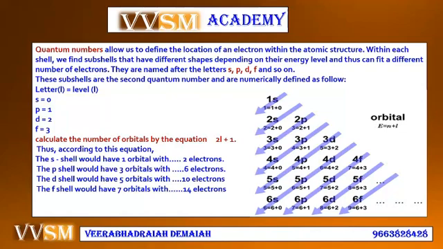Letter L is equal to level L. S is 0, P is 1, D is equal to 2, and F is equal to 3. Calculate the number of orbitals by the equation 2L plus 1. Thus, in the S subshell you will have 2 electrons, P subshell 6 electrons, D subshell 10 electrons, and F subshell 14 electrons, which gives the distribution of electrons in the S, P, D, F orbitals.